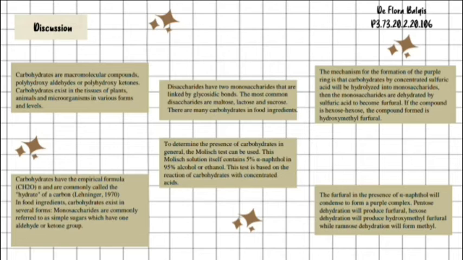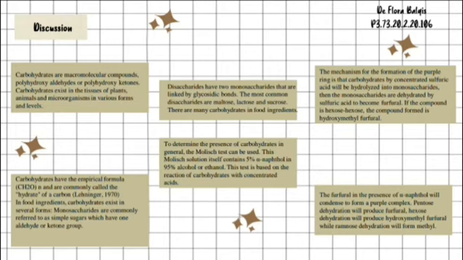The mechanism for the formation of the purple ring is that carbohydrate will be hydrolyzed by concentrated sulfuric acid into monosaccharides. Then the monosaccharides are dehydrated by sulfuric acid to become furfural. If the compound is a hexose, the compound formed is hydroxymethyl furfural. To determine the presence of carbohydrate in general, the Molisch test can be used. This Molisch solution itself contains 5% alpha naphthol in 95% ethanol. This test is based on the reaction of carbohydrates with concentrated acid.